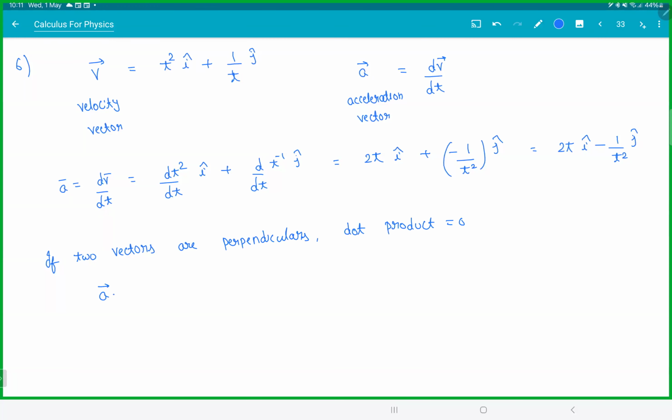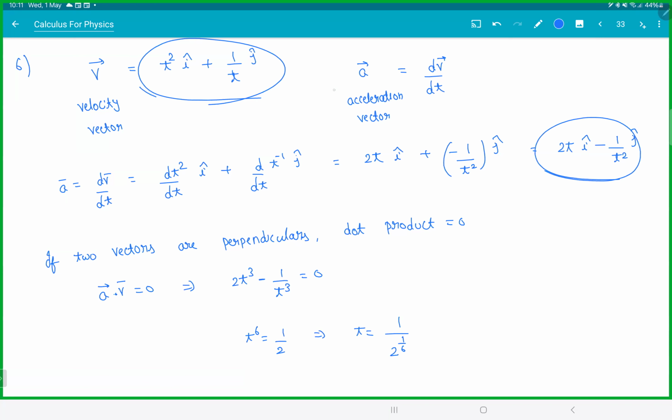That means if I do a bar dot v bar, it would be 0. So a bar is 2t into t square, 2t cube. Then minus 1 by t square into 1 by t, 1 by t cube, is equal to 0. Then we have t power 6 is half. So the time is 1 by 2 to the power of 6th root. Are you getting what we did? You're saying this vector and this vector are perpendicular, so do the dot product. How do you do the dot product? Multiply the i components and multiply the j components. So you'll get 2t cube minus 1 by t cube is 0. So t is the sixth root of 1 by 2.